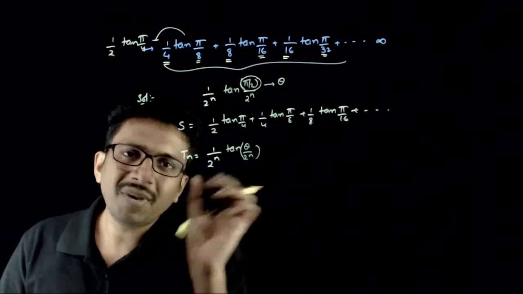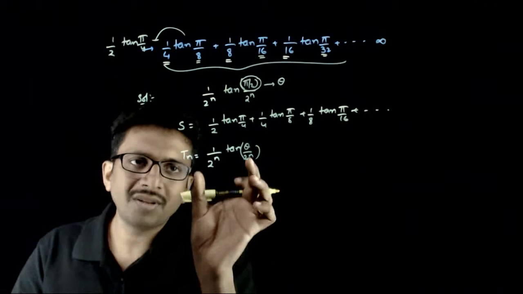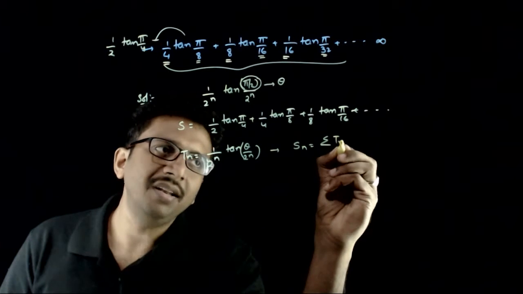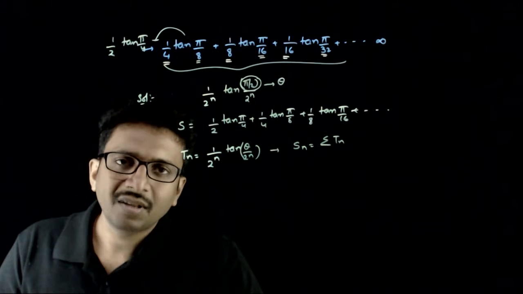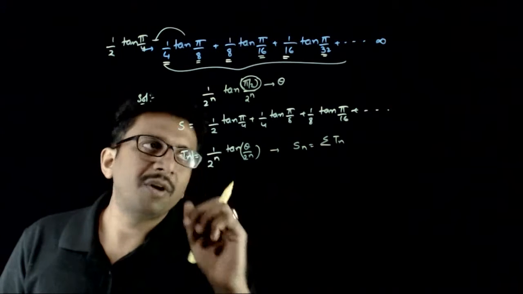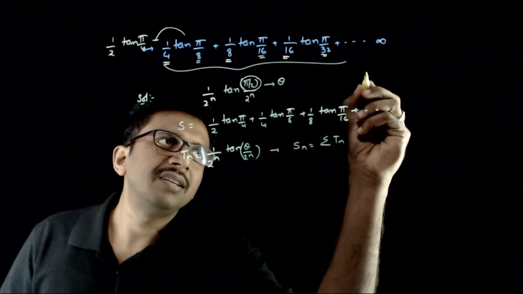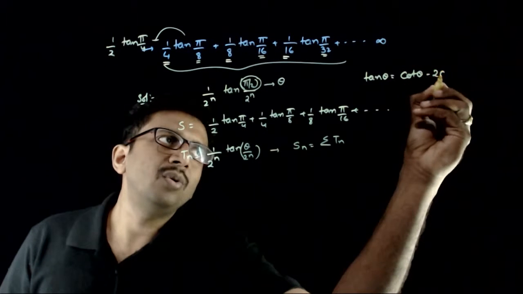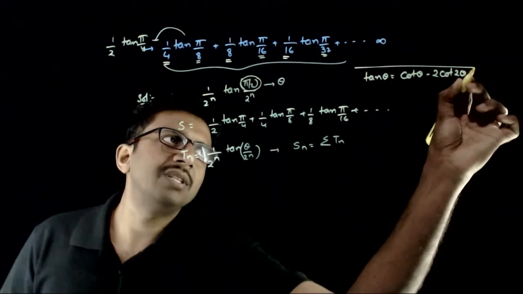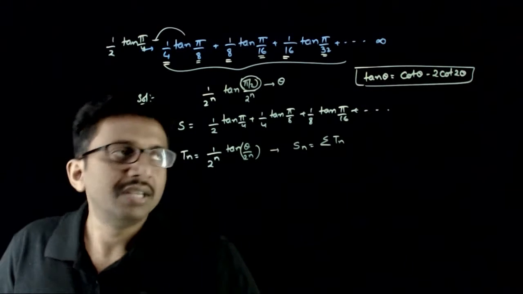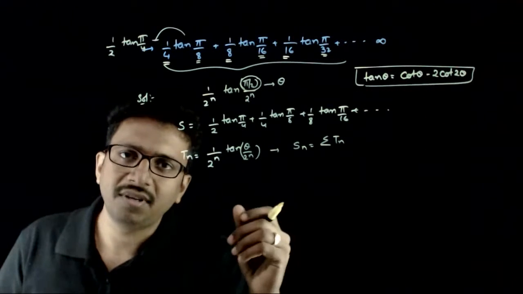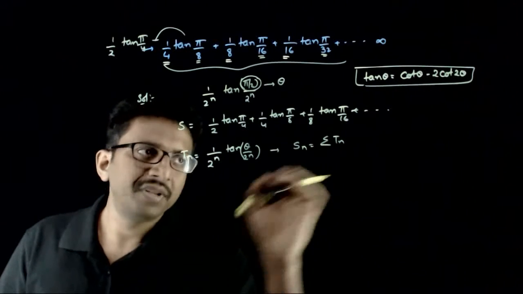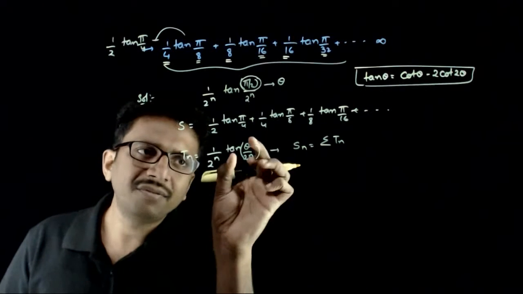Now how do we summate this nth term? I want the sum of these terms. So Sn is equal to sigma Tn. To find this sum, I'll try to use a formula. I have a formula in trigonometry which says that tan theta can be written as cot theta minus 2 cot 2 theta. You should be familiar with this formula. It's a very standard formula. So tan theta is equal to cot theta minus 2 cot 2 theta. If you don't know this formula, you have to remember it. You can derive this and remember it. It's a very easy derivation.